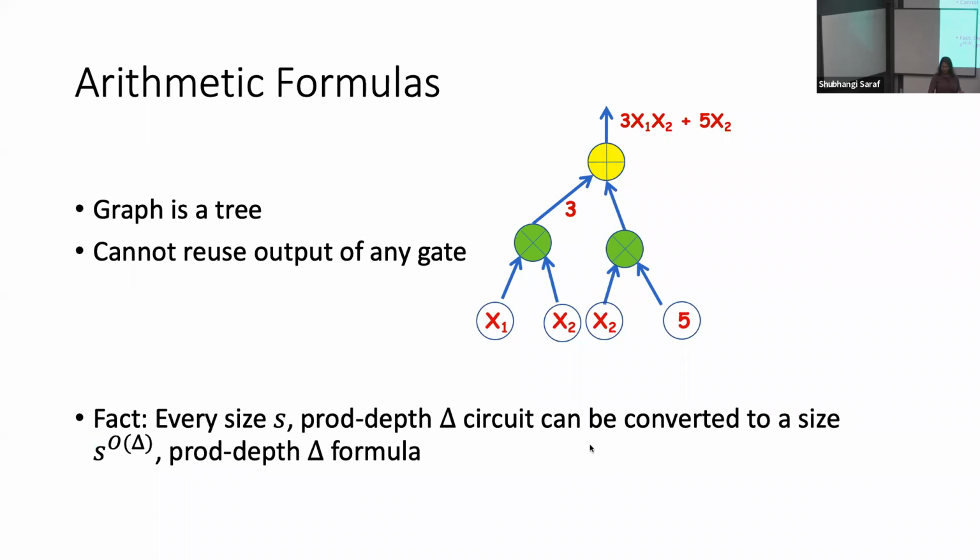There's a related notion of arithmetic formulas. Just like in the Boolean world, you have Boolean circuits and Boolean formulas. Even in the arithmetic world, if the underlying graph of the circuit looks like a tree, then you get an arithmetic formula. And in particular, the output of any gate cannot be reused.